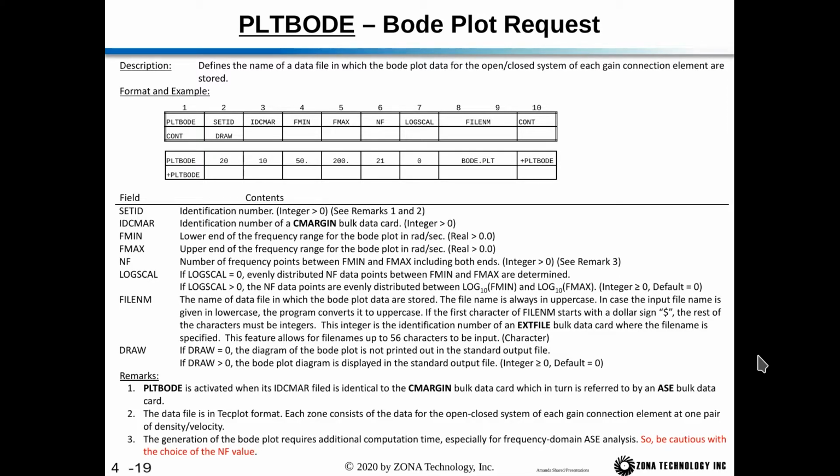So remark 2 here, the data file is in TecPlot format, where each zone consists of the data for the open-closed system of each gain connection element at one pair of density and velocity. And it's important to note that the generation of the Bode plot requires additional computation time, especially for the frequency domain ASE analysis. So be cautious with the choice of the NF value because the computation time scales linearly with the choice of NF.